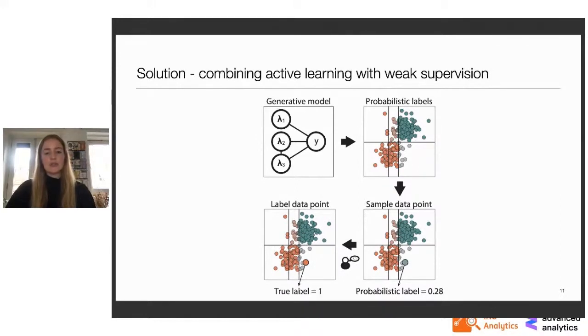And then to close the cycle, we want to use this true label to learn how to recombine these different weak labels or labeling functions into a better model, so that we improve our probabilistic labels. So that's the general idea of how we combine this framework of weak supervision with active learning. And I'll first show what the result will be in our simple example.